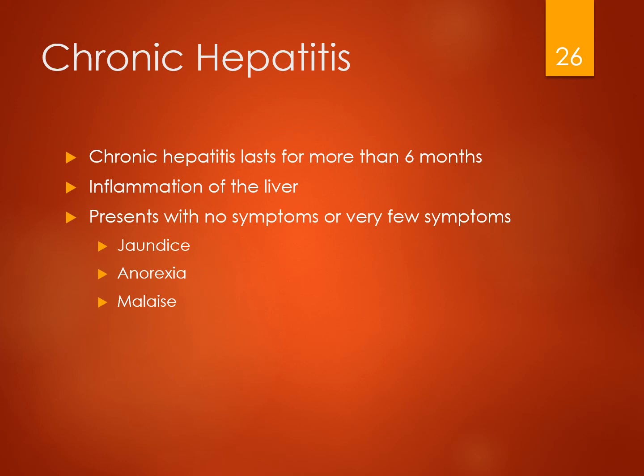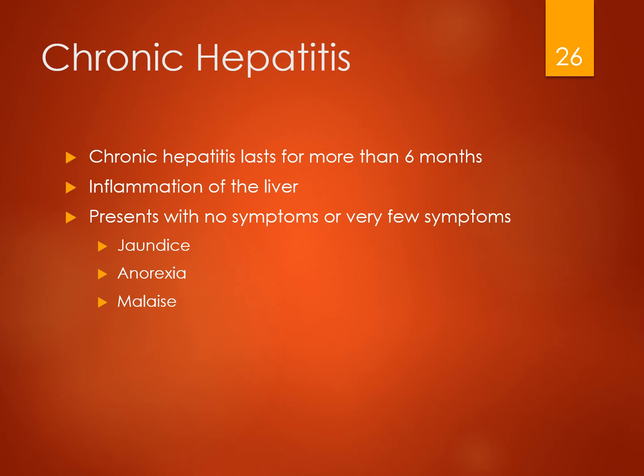Chronic hepatitis. Chronic hepatitis is what it is when it lasts longer than 6 months. It's inflammation of the liver. Presents with no symptoms or very few symptoms, such as jaundice, anorexia, or just malaise, which is just feeling bad.